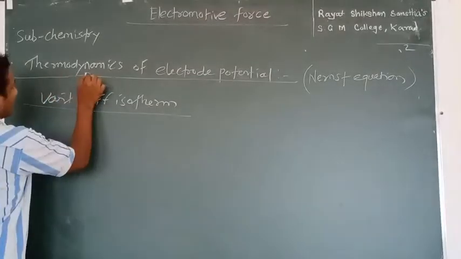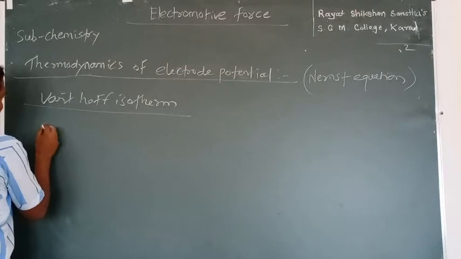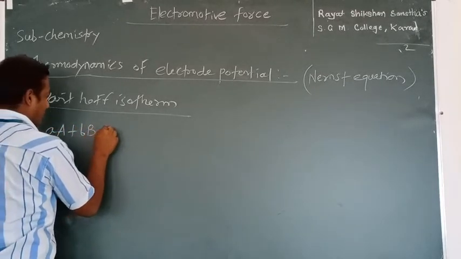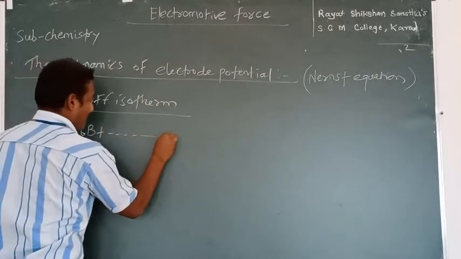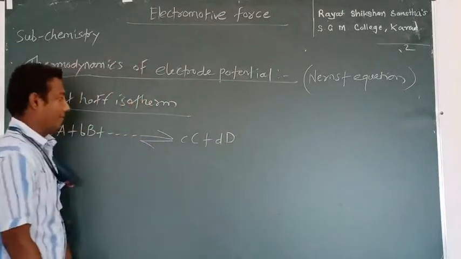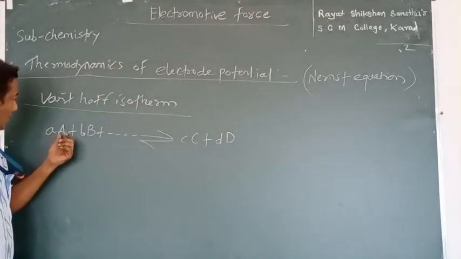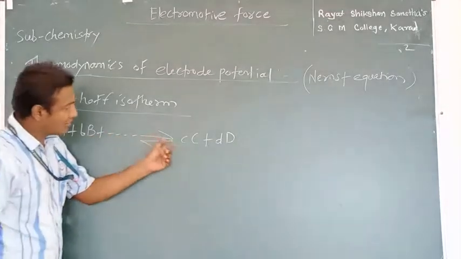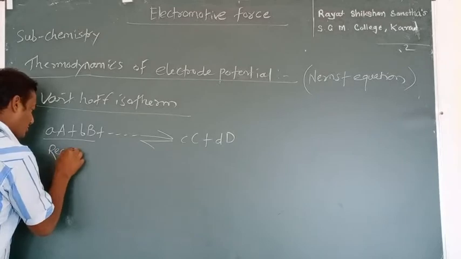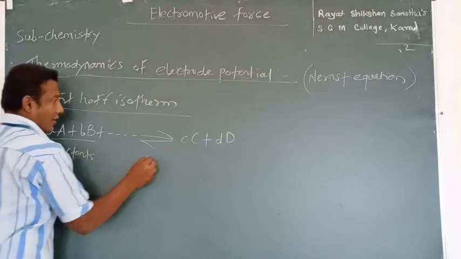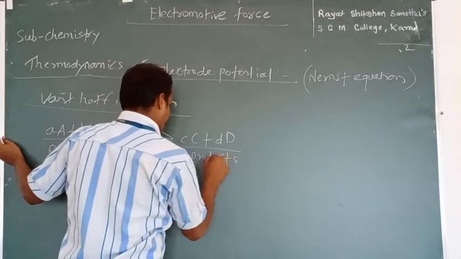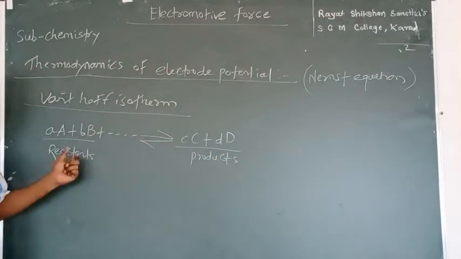Next, consider a chemical reaction: aA plus bB gives cC plus dD. These are nothing but reactants, and these are nothing but products, isn't it?